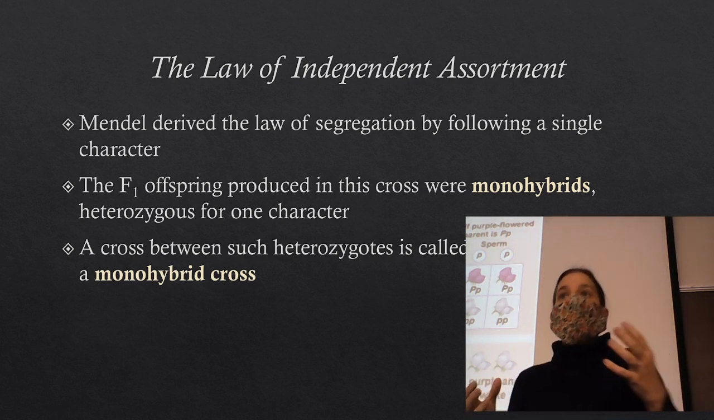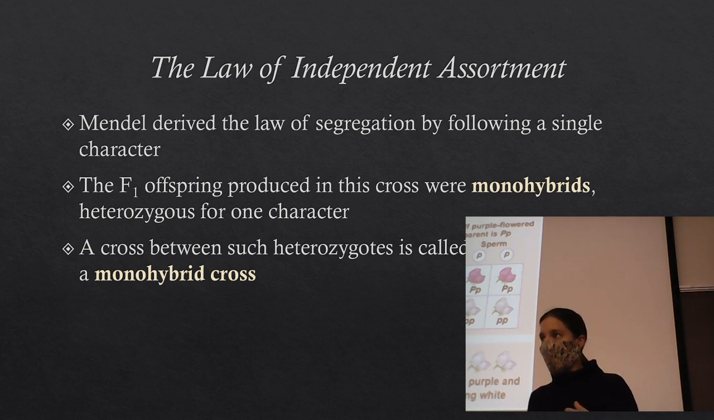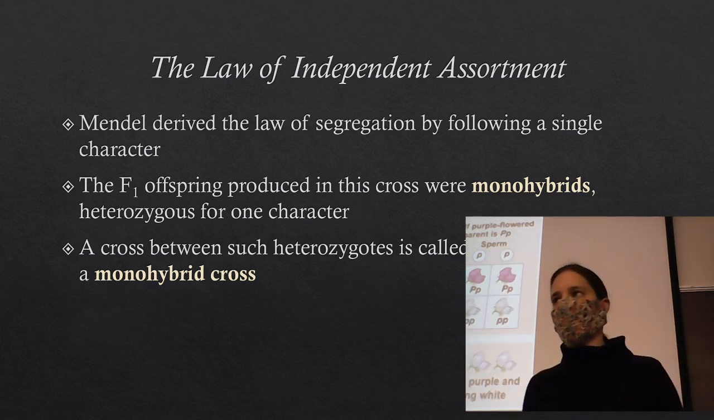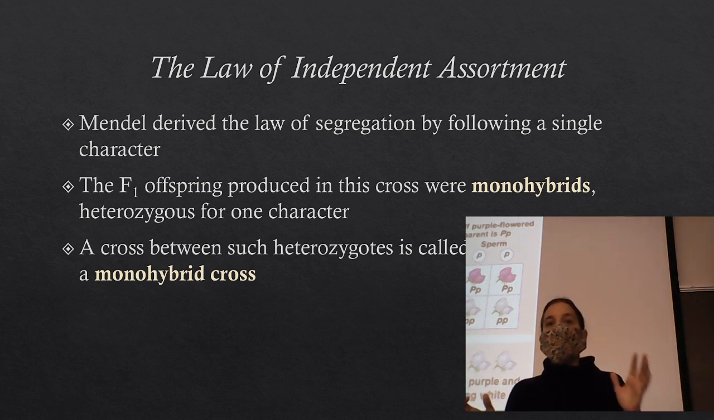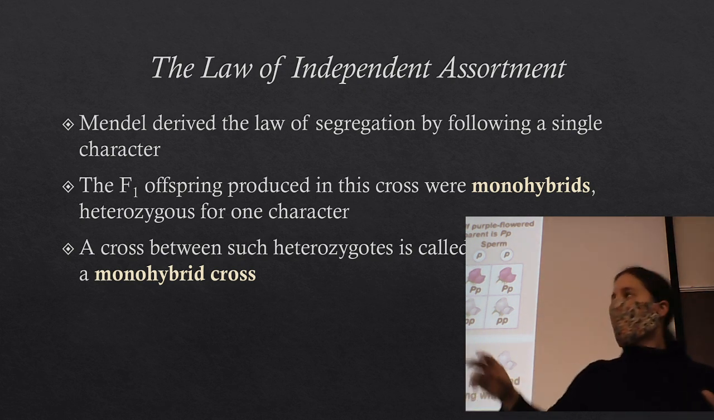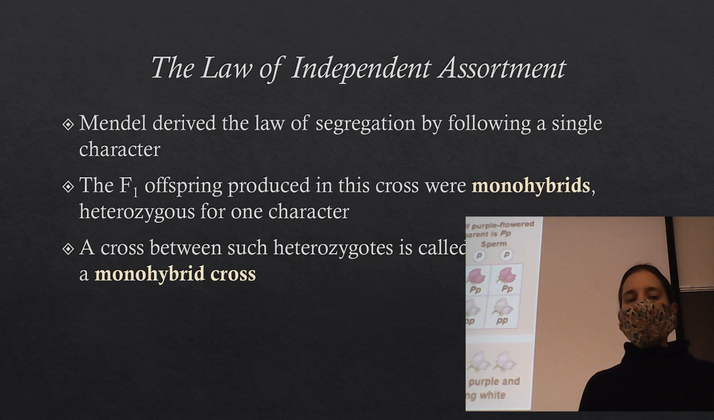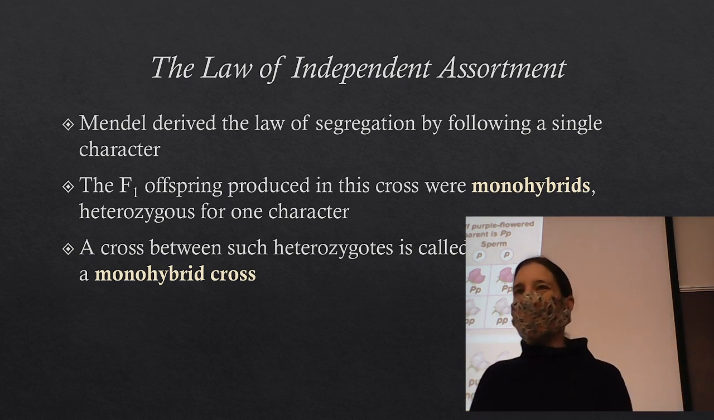But pea plants have more than one thing happening at the same time, right? You can have a tall pea plant with purple flowers, green seeds, and wrinkled, right? When you're looking at something like this, it's called a monohybrid. It's just, you're looking at one characteristic.